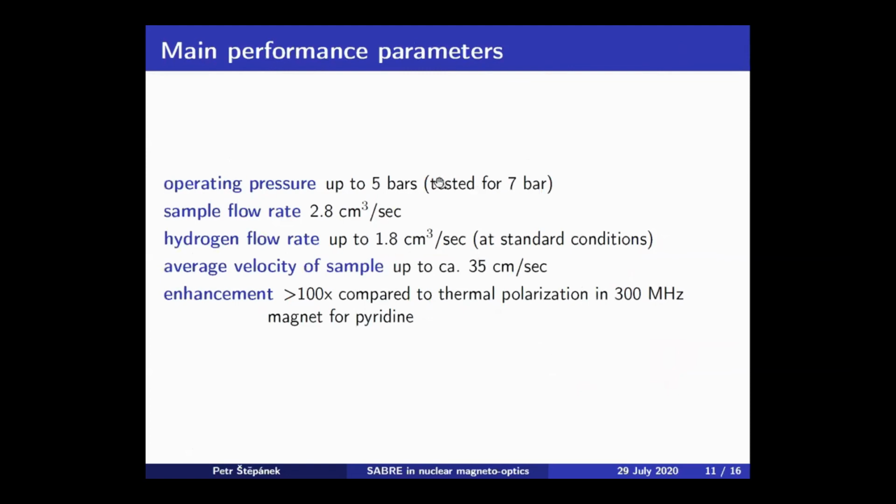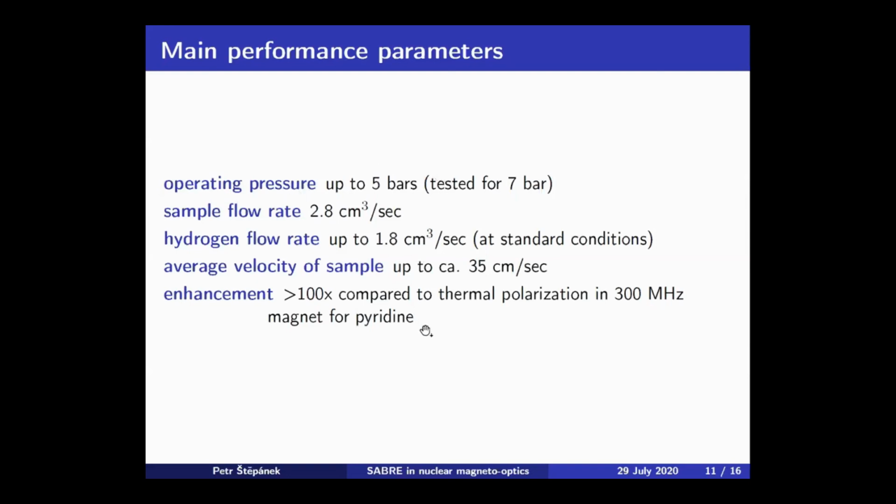Here are some key performance numbers. We usually operate it at about 5 bars, but we have tested it for up to 7. The sample flow rate can be up to almost 3 cubic centimeters per second, which is, I think, quite high for liquid. The hydrogen flow rates can be up to 1.8 standard cubic centimeters, though there is a significant diminishing of efficiency at high flow rates, so we don't usually go that high. And with our tubing, the linear speed of the transfer of the sample between the polarization cell and the instrument is more than 30 centimeters per second. So within, let's say, a second and a half, the sample can get back and forth.